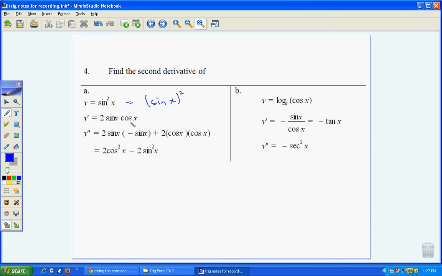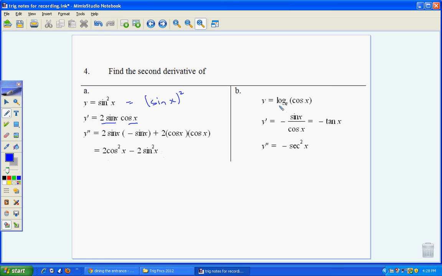sine, which is cos. Now, when we go to get the second derivative here, we can treat it as two separate functions, 2 sine x times cos of x. So derivative of 2 sine x, we keep that, derive cos of x, which is minus sine of x, and then plus the derivative of 2 sine x is 2 cos x, times cos x, leaves us with 2 cos squared x and minus 2 sine squared x.